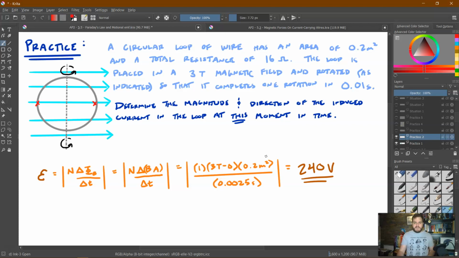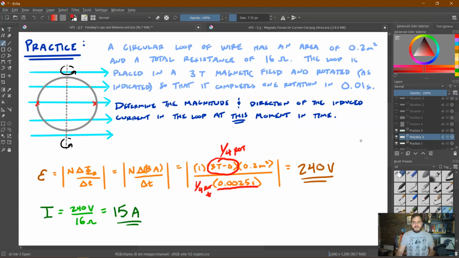My area we were given, it's only one loop. Now this is the part we really want to be careful of. We just said that this change in flux occurred for a 1/4 rotation, but that means if one full rotation takes 0.01 seconds, we need this to be 1/4 the rotation time, which would just be 0.0025 seconds. We calculate that out, and we get an induced voltage of 240 volts through this loop. And just using Ohm's law, we can then figure out that the induced current is simply 15 amps.